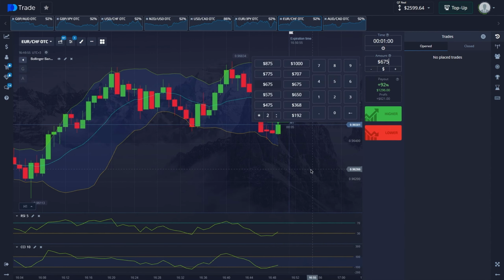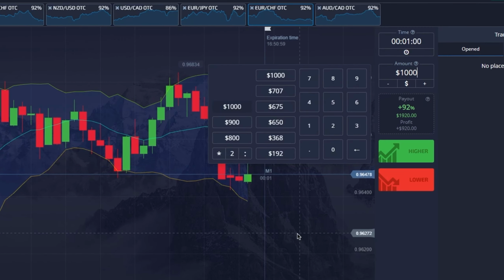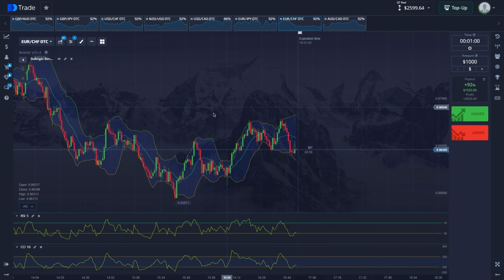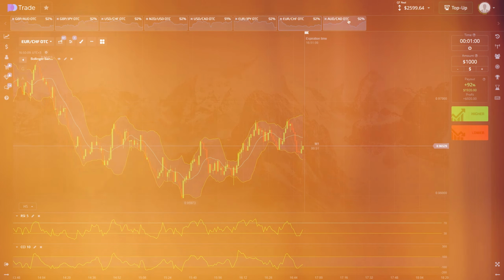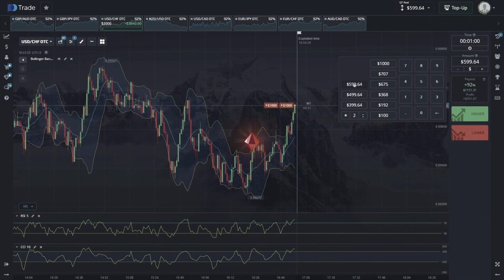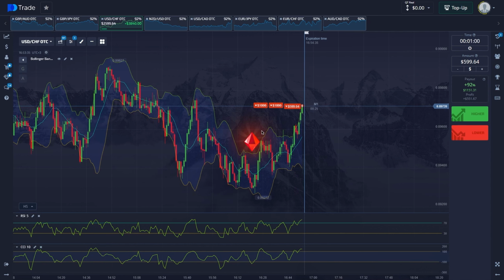Let's open 3 trades with a sum of $25.99 each, using the entire deposit. We'll try to find another upward trade. Let's begin and pick the next currency pair. And here we will open trades to the downside. It's a good entry point.